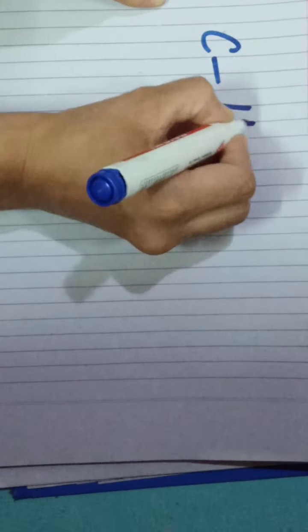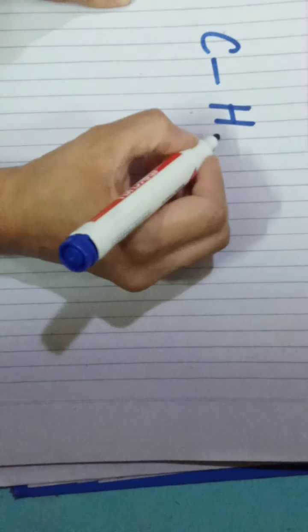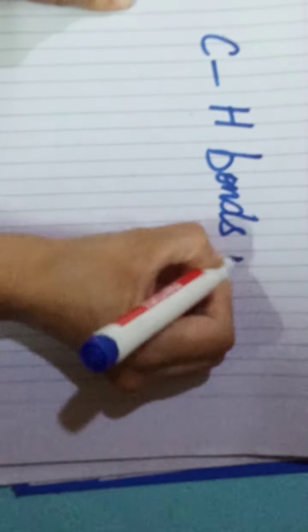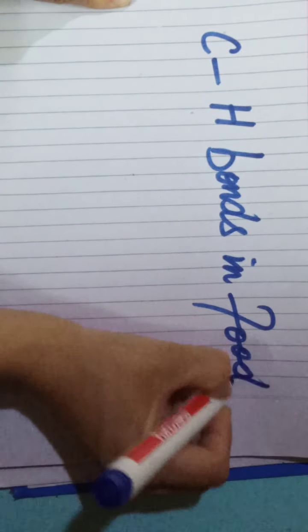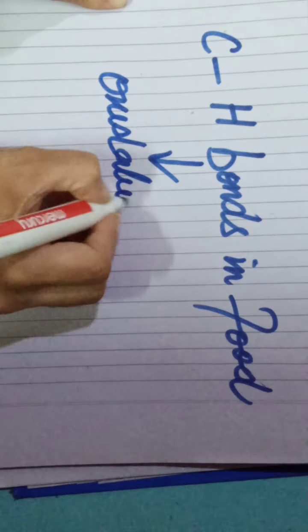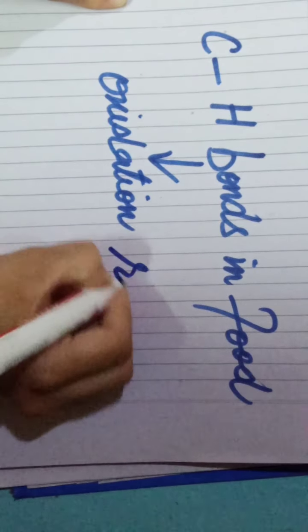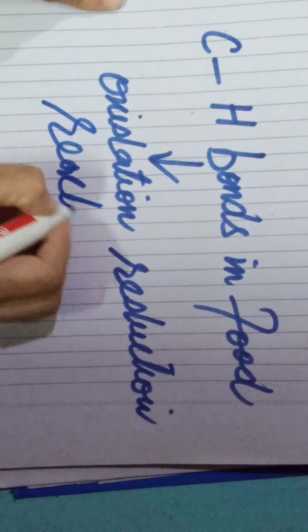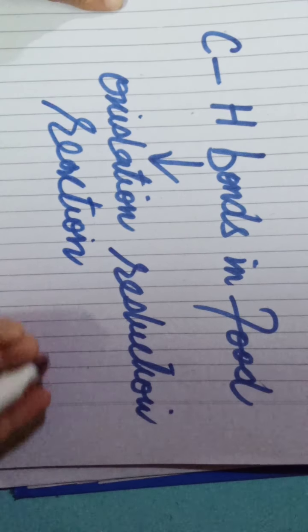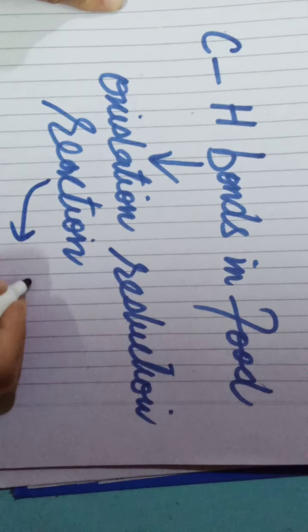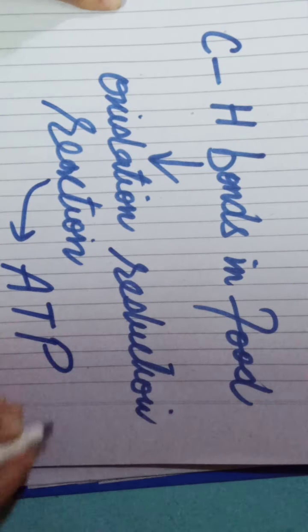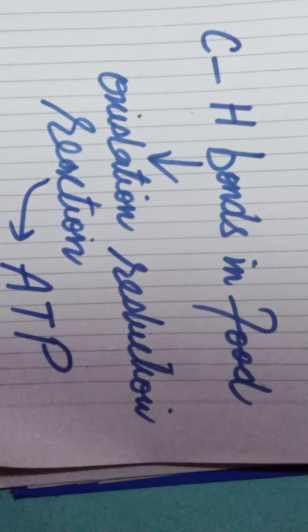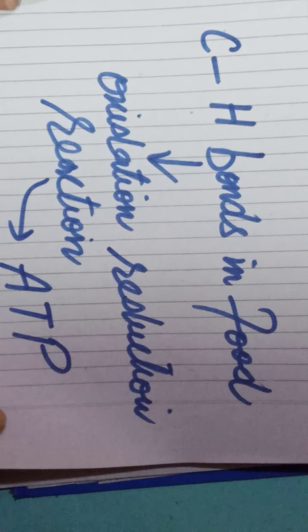Actually, the CH bonds in food are broken down by a chain of oxidation-reduction reactions, and the transformed energy forms ATP. These are long processes which happen in the presence and absence of oxygen.